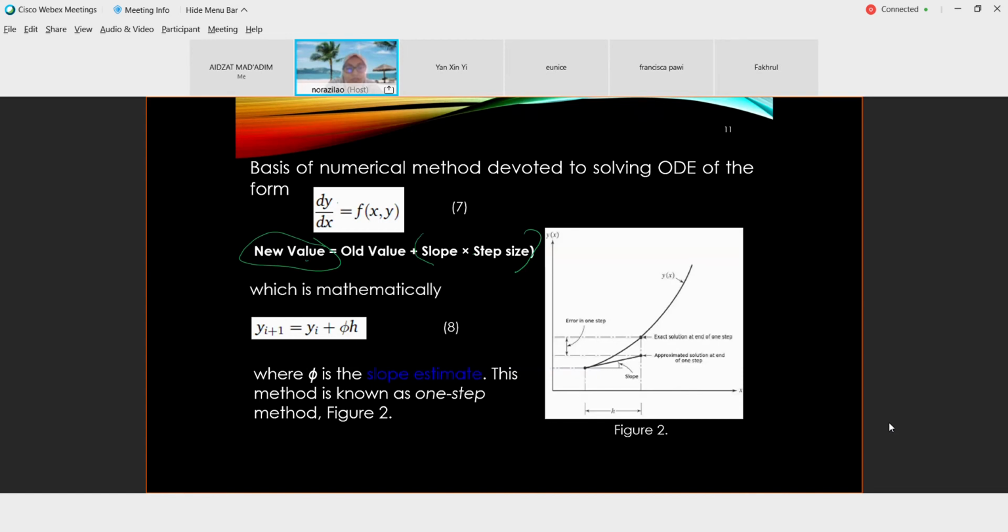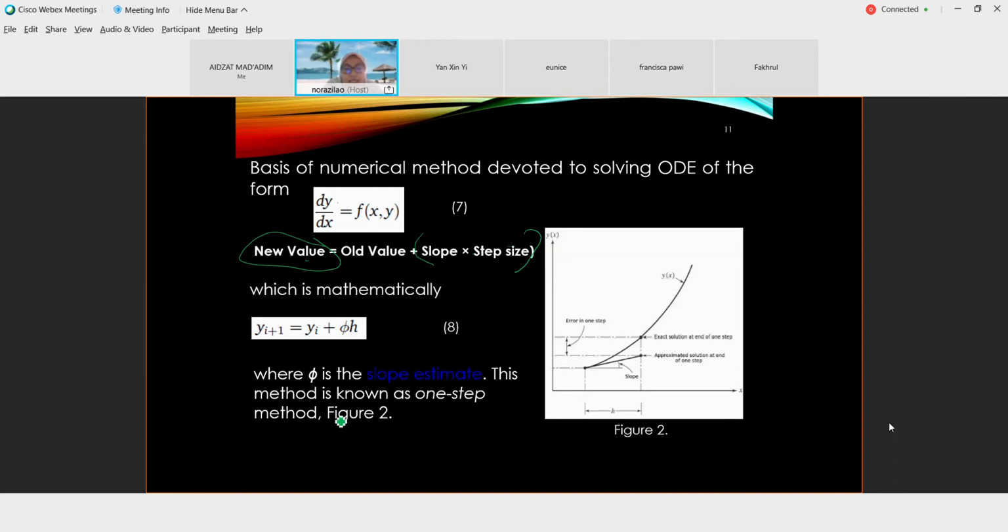The mathematical form can be written as: new value is y i plus 1, old value is y i, slope is phi, step size is h. This is the same as the previous topic. Why? Because for any increment, we always use i plus 1, and for the old value, we always use y i, which means the initial value. And phi is the slope estimation.